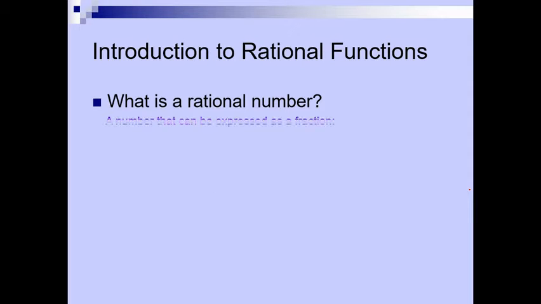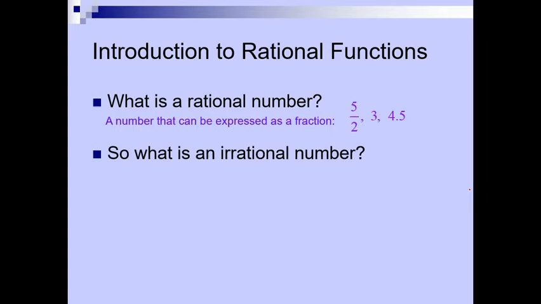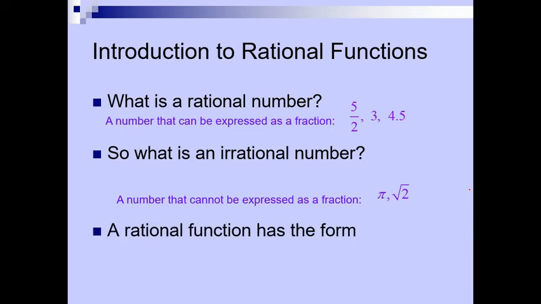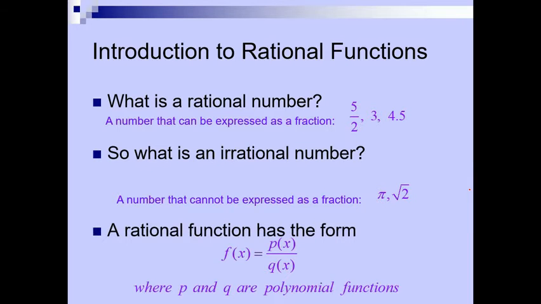What is a rational number? It's a number that can be expressed as a fraction. So what is an irrational number? A number that cannot be expressed as a fraction. Pi, radical 2, Euler's number. A rational function has the form where you have a polynomial over another polynomial.